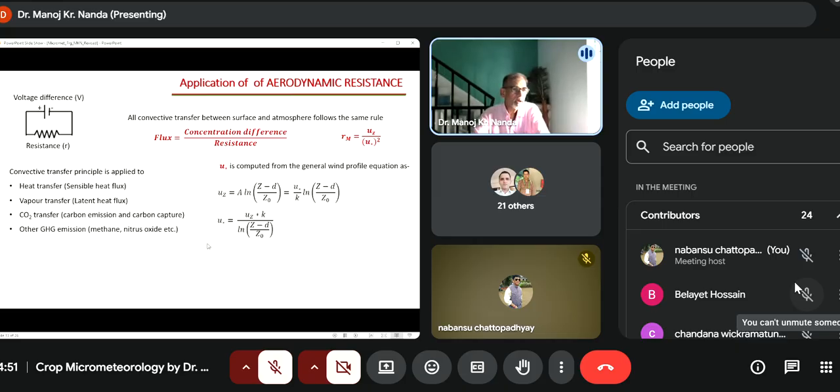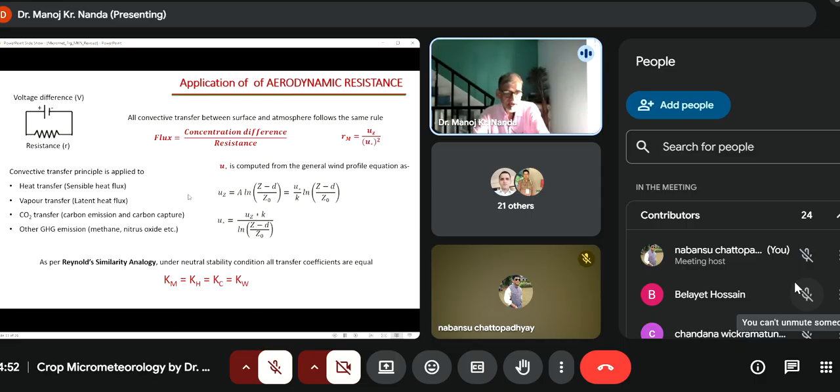So by that you can compute heat transfer, vapor transfer, carbon dioxide transfer, GHG transfer. Only the coefficients are different. And as per the Reynolds analogy, I have already told earlier, all these coefficients are the same. So if you know this u star by u, or u by u star square, then you can get the coefficients, you can get the flux.